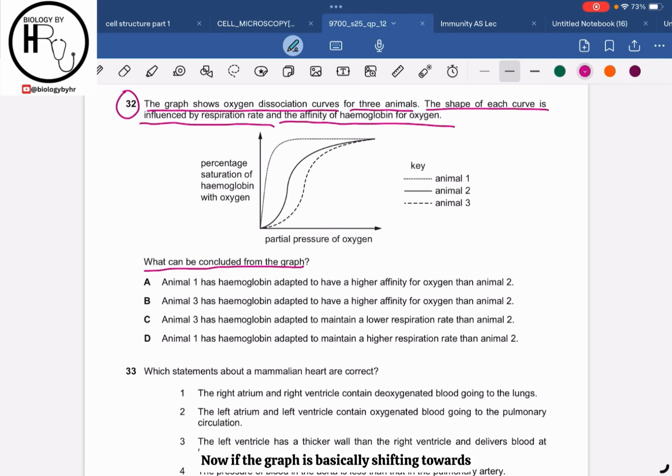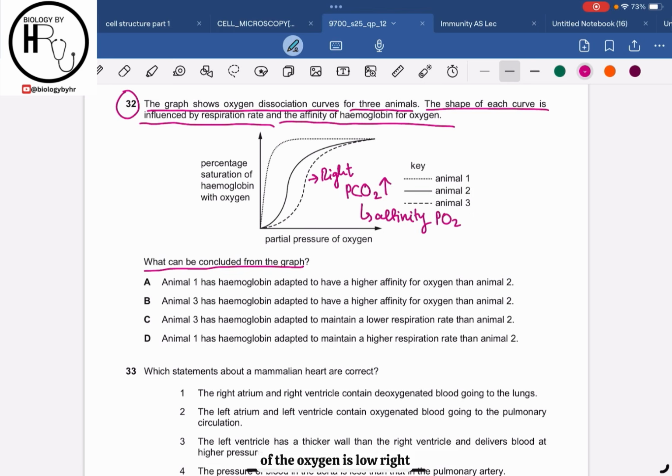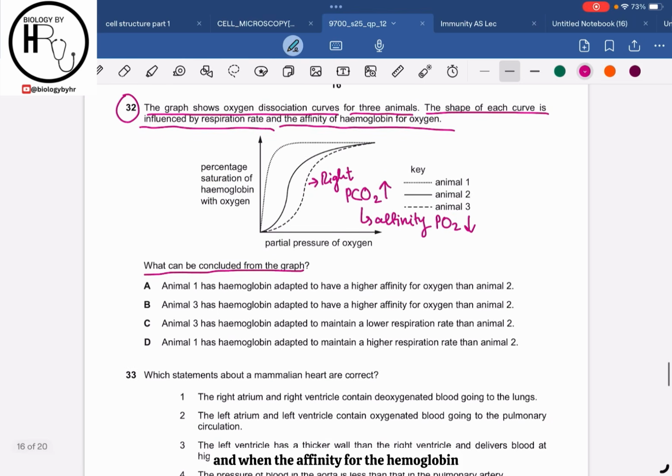Now if the graph is shifting towards the right hand side, which is this graph, it means that the partial pressure of the carbon dioxide is high. And when the partial pressure of the carbon dioxide is high, the affinity of the hemoglobin for the oxygen is low, right? And when the affinity of the hemoglobin for the oxygen is low, it will dissociate the oxygen. So this is when the right shift will occur, which is occurring in animal 3.